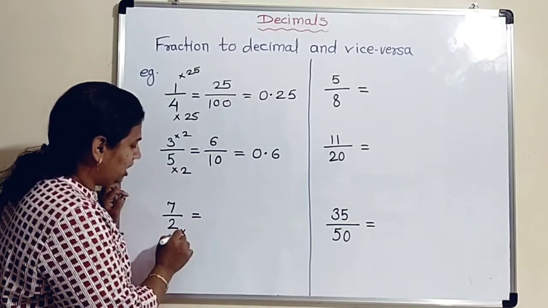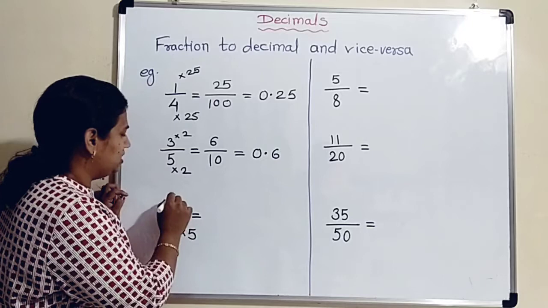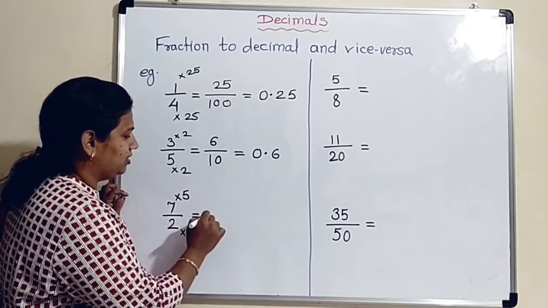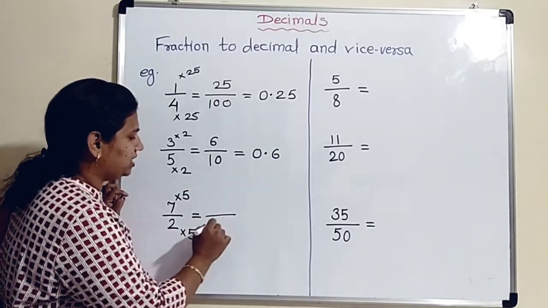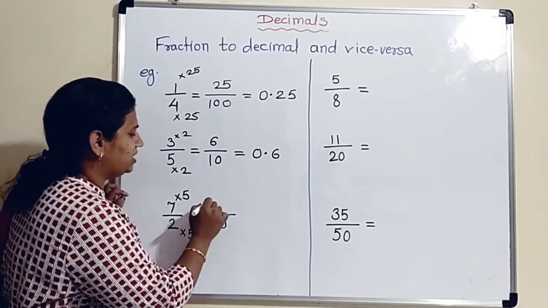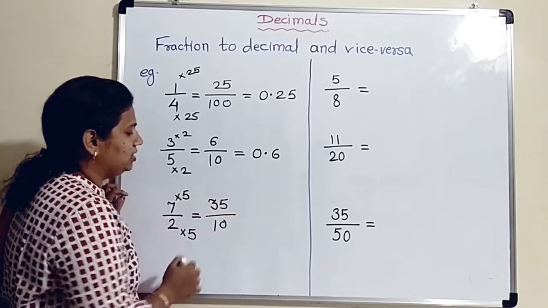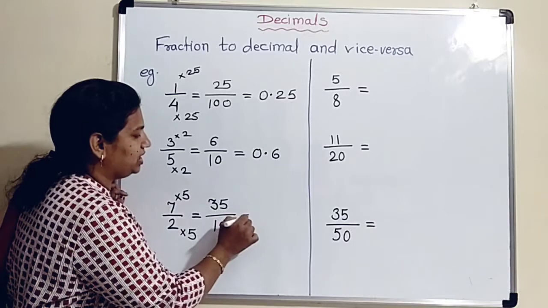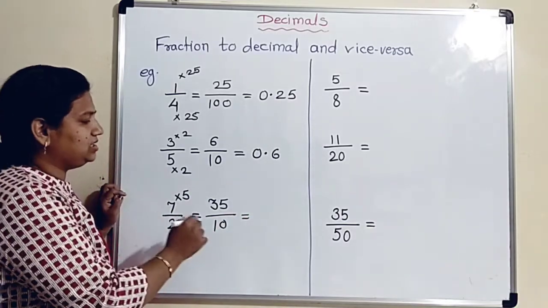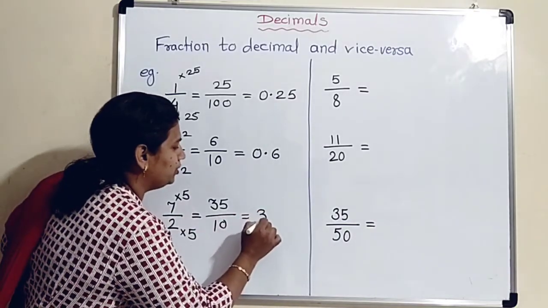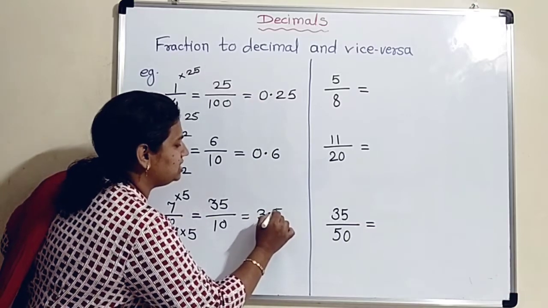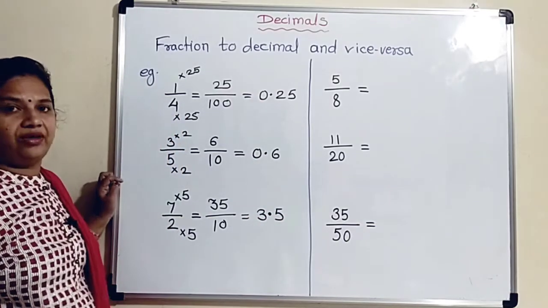2 into, I will take 5, 7 into 5. So here I will get 2 5s are 10 and 7 5s are 35. So I got a fraction with denominator 10. Now that can be easily converted into a decimal fraction or decimal number, that is 3.5.